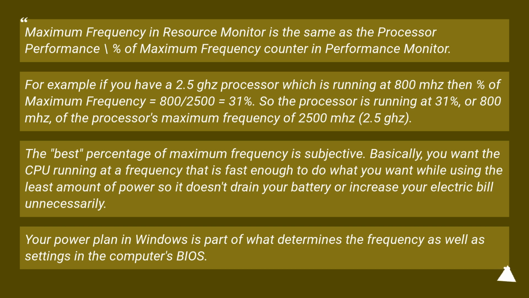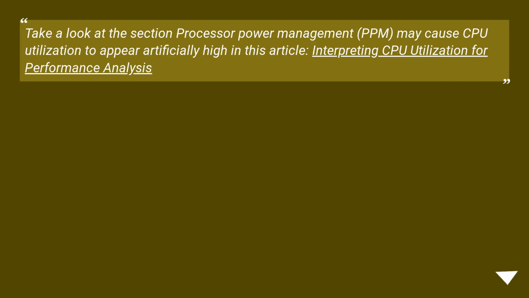Basically, you want the CPU running at a frequency that is fast enough to do what you want while using the least amount of power so it doesn't drain your battery or increase your electric bill unnecessarily. Your power plan in Windows is part of what determines the frequency, as well as settings in the computer's BIOS. Take a look at the section "Processor Power Management (PPM) may cause CPU utilization to appear artificially high" in this article, "Interpreting CPU Utilization for Performance Analysis."